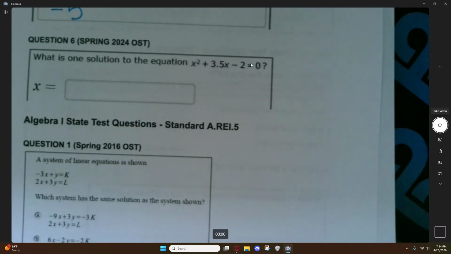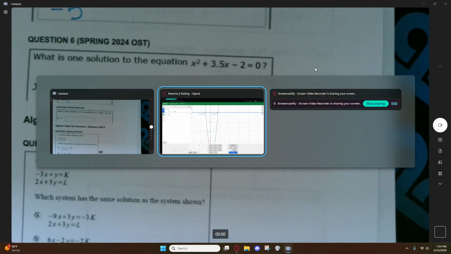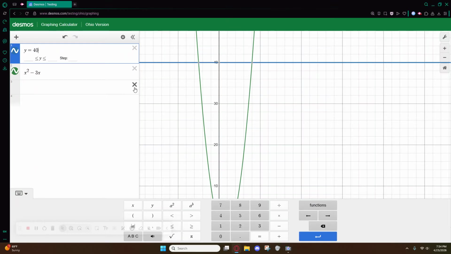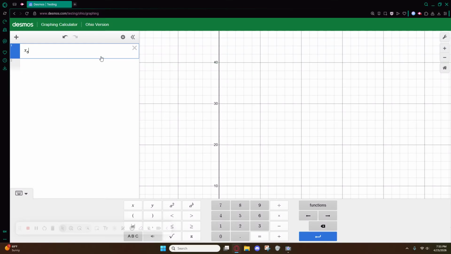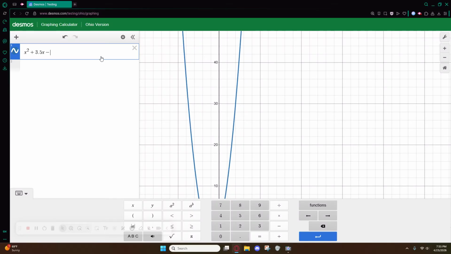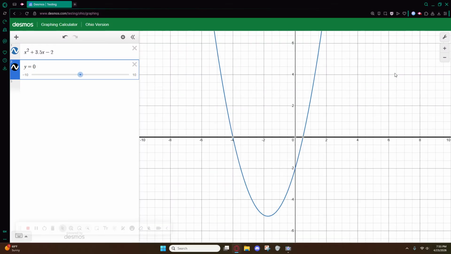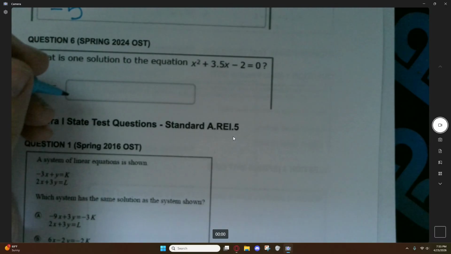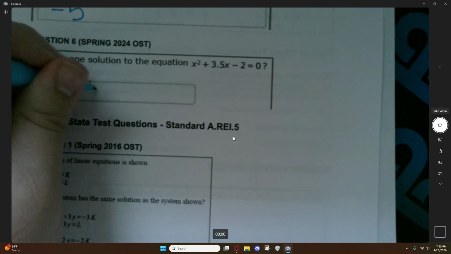Question 6. What is one solution to the equation x squared plus 3.5x minus 2 equals 0? Alrighty. Let's put it in. X squared plus 3.5x minus 2. And then we have y equals 0. So we're going to see where it's touching the zeros. 0.5, negative 4. Pick one. Negative 4 is a whole number. I like whole numbers. Negative 4.